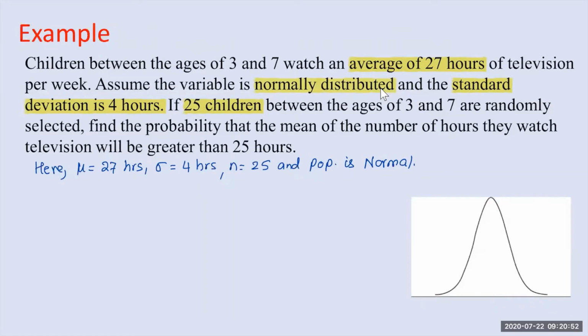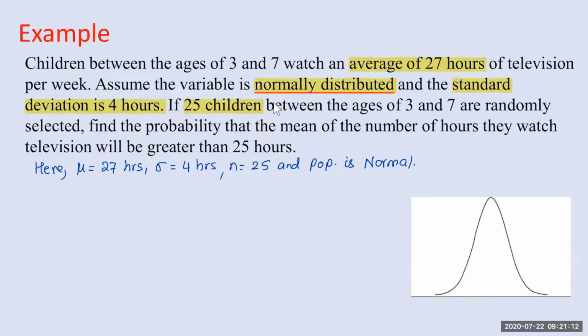If you recall from the previous class, where we studied the central limit theorem, when the population is normally distributed, the sampling distribution is always normal. That's what we know from the central limit theorem from the previous class. So we are going to take that here.